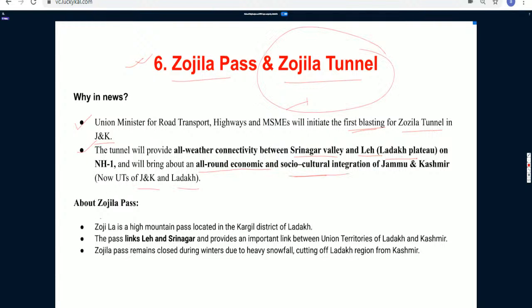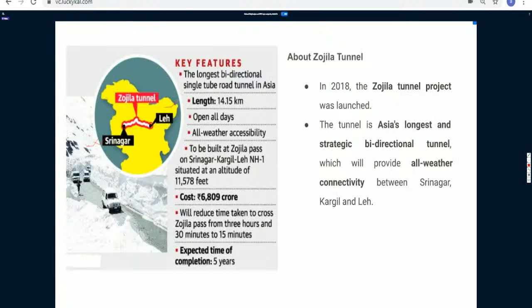Understand about Zojila Pass. Zojila Pass connects Srinagar with Leh. Earlier this was Jammu and Kashmir state, but that particular state has been divided into 2 union territories: Union Territory of Jammu and Kashmir and Ladakh. So this particular Zojila Tunnel will connect Srinagar and Leh once it is built properly.